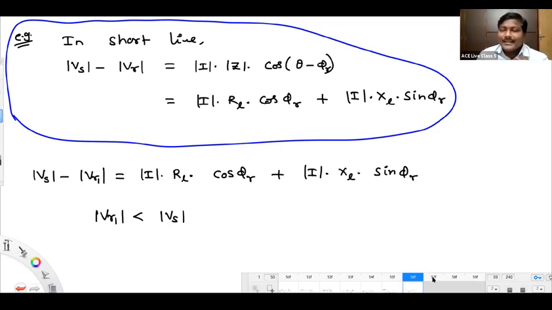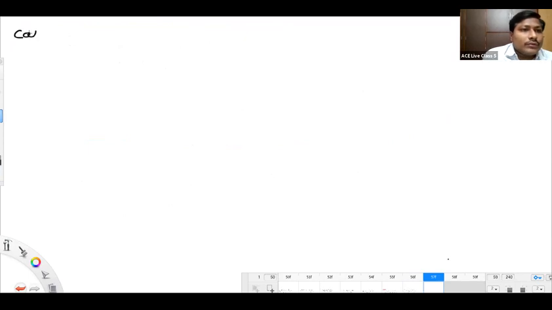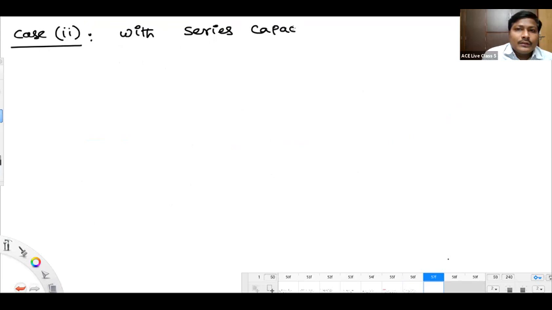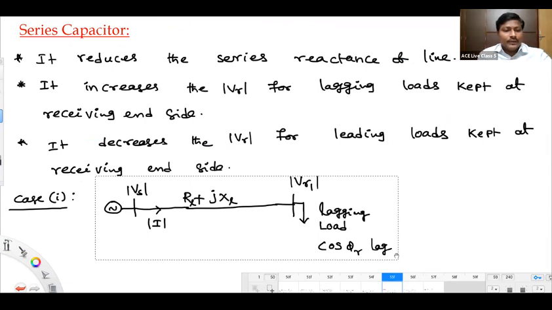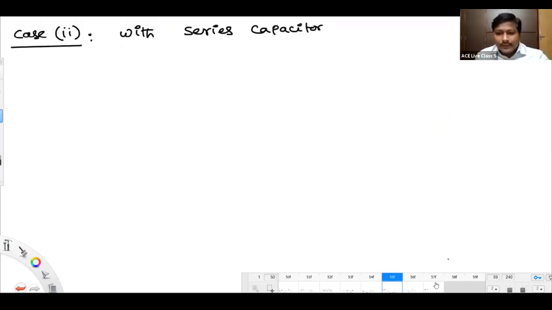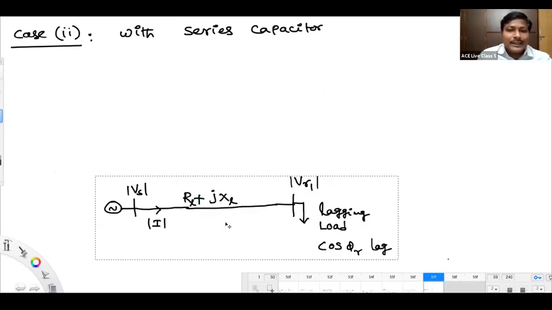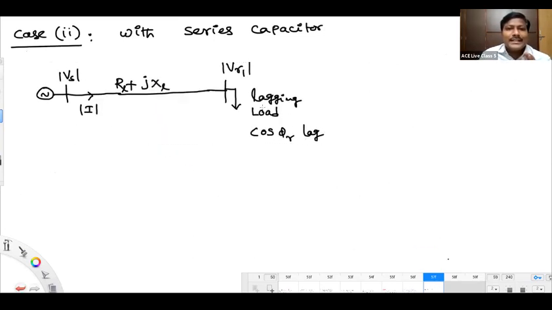Let us take the second case, that is with series capacitor. After keeping the series capacitor, what will happen? So case two, with the series capacitor placement, you write. I will copy the same diagram. See, do we have any change in the receiving end side load? No, we don't have any change in the receiving end side load.